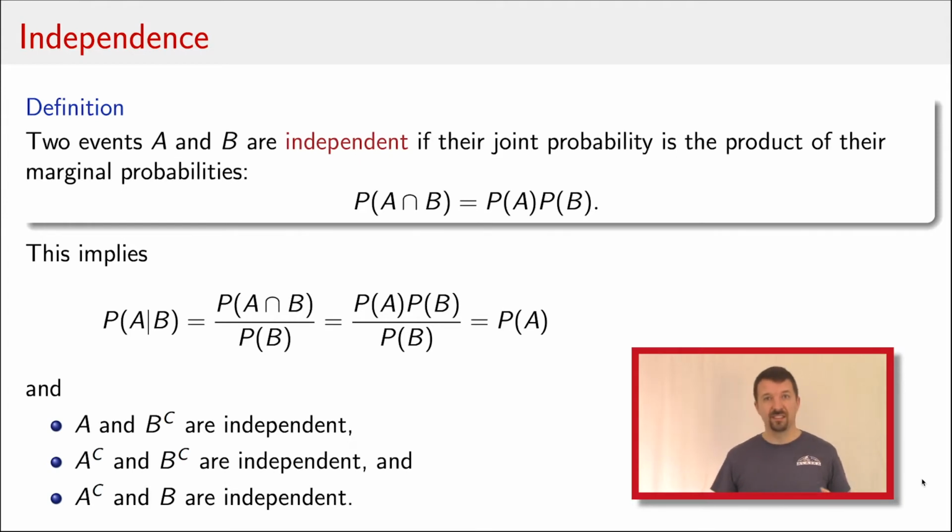So what this really means is that if you want to determine the probability of A, and I tell you that A and B are independent, then it doesn't matter whether or not B occurred. That is, it does not matter if B occurs or B complement occurs. That gives you no information about whether or not A is going to occur.